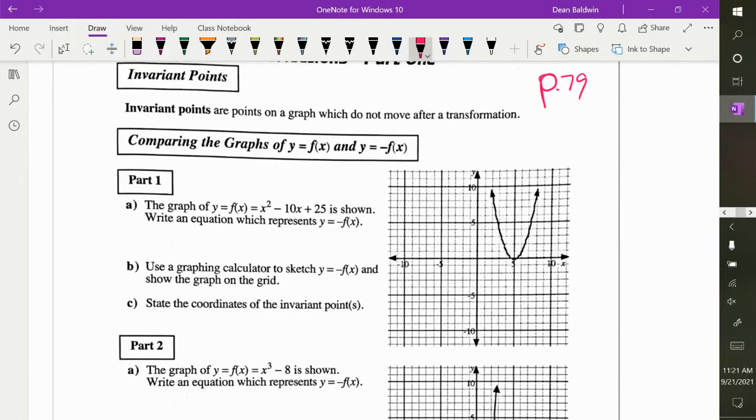Okay, page 79. So we are looking at reflections now. We did one type of reflection in the last chapter. Anybody remember what it was? Inverse. Yes, we reflected over the line y equals x. That's one type of reflection. There's two other types. Well, I guess there's more, but we're going to look at two other types.